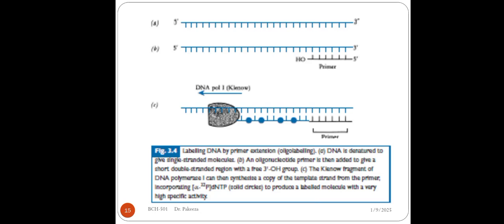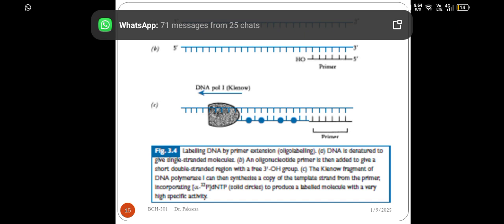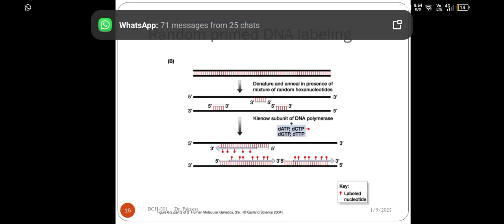And we will provide the radio labeled nucleotide in the solution. So based upon complementarity, the DNA polymerase adds the fresh nucleotide to the growing chain. It will incorporate the radio labeled one. So in this way we can do the internal labeling.